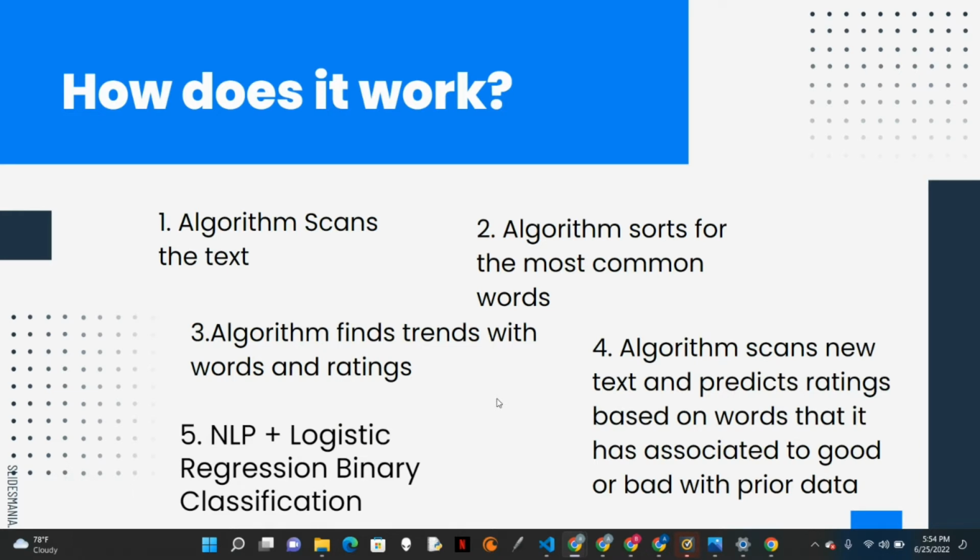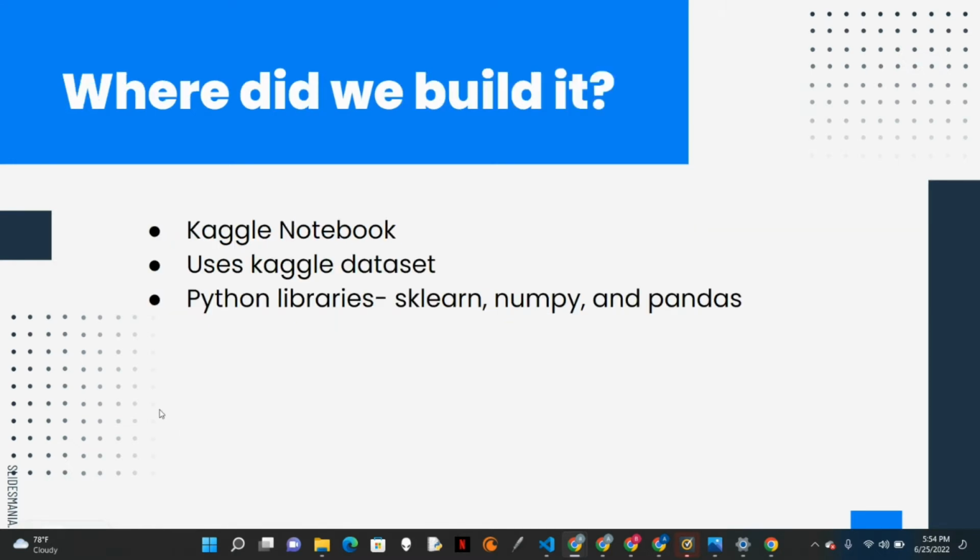So how does this work? I'm sorry for the little zigzag pattern we're going here, but first the algorithm scans the text, then it finds all the common words. In this case, it's 800 common words. And then after that, it finds trends with words and ratings. And then after this, it scans the new text that you enter, and depending on the words inside of it, it'll predict whether it's a good rating or a bad rating. To do this, we use natural language processing and logistic regression binary classification.